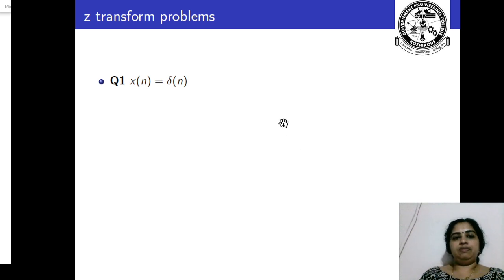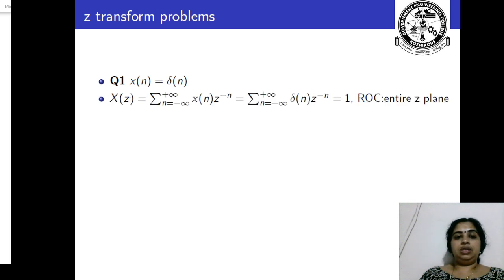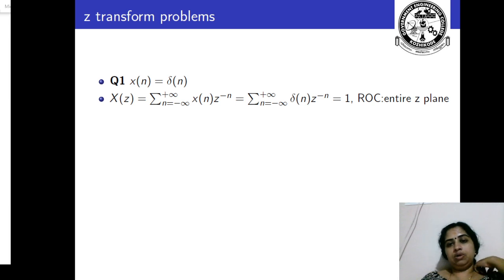Find the Z transform. So first start from the equation of Z transform. What is x of Z? X of Z is summation n equal to minus infinity to plus infinity x of n into Z raised to minus n. That is equal to summation n equal to minus infinity to plus infinity del of n Z raised to minus n. What is del of n? Del of n is the unit impulse signal, which is equal to 1 for n equal to 0 and equal to 0 for all other remaining values of n.